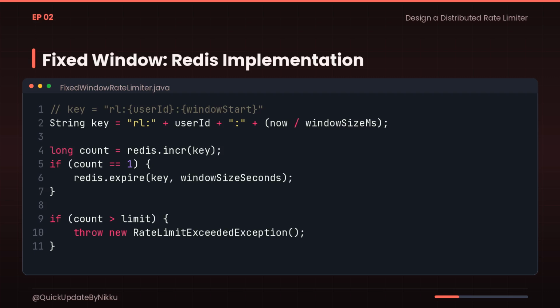The Redis implementation of fixed window is a single INCR call on a key scoped to the caller identity and the current window index. On the first increment you set a TTL equal to the window size so Redis cleans up automatically. The entire check and increment is effectively atomic because INCR is a single Redis command. Simple, fast, cheap, but the boundary burst problem is real and you must acknowledge it whenever you propose this.